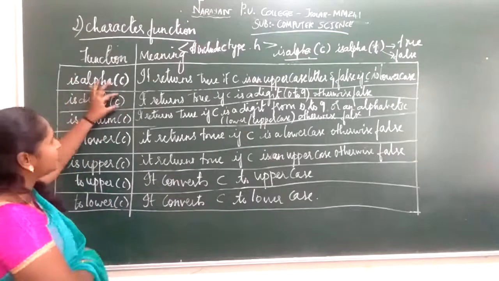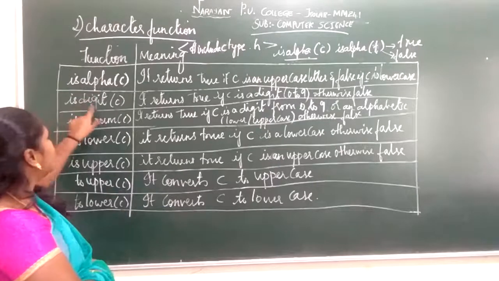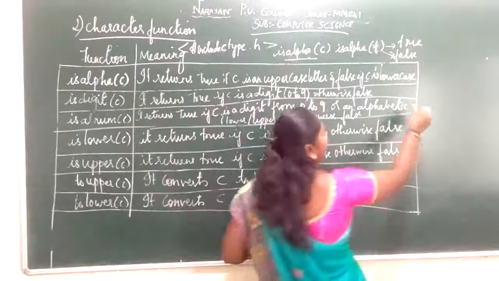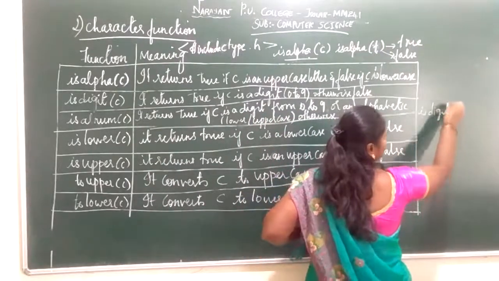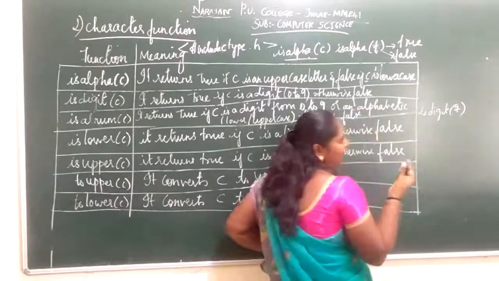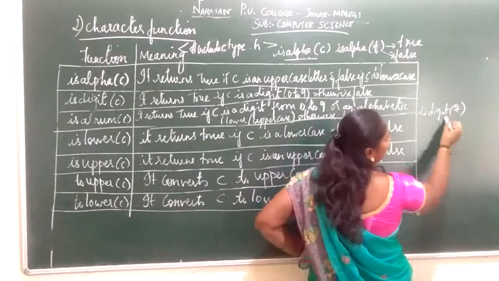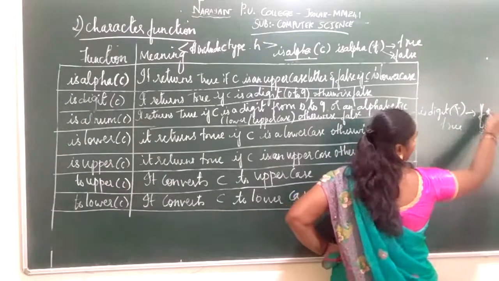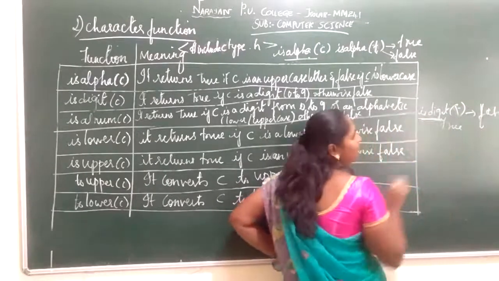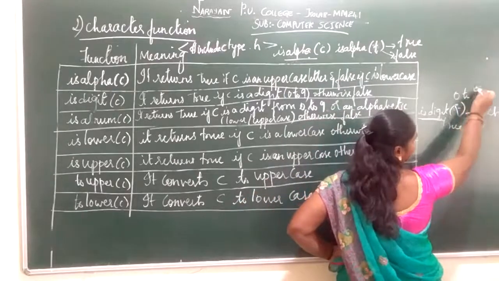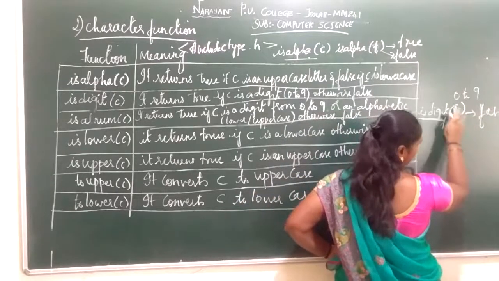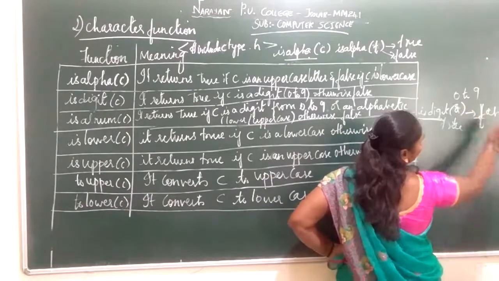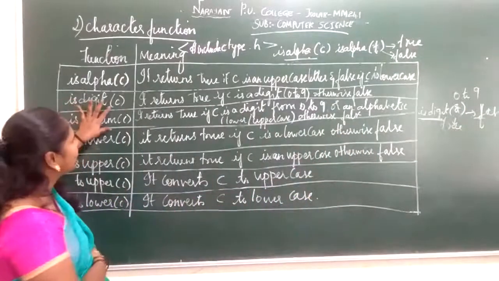Next is isdigit(c). Isdigit means it returns true if c is a digit from 0 to 9. So if I am using isdigit of c, where c is 7, it is a digit, a character from 0 to 9, and it returns true. If it is some other character or some other symbol, it is going to return false. If I am using the isdigit function, the character should be 0 to 9. If it is, it returns true. If it is some other character like alphabetics or some other symbols, it is going to return false. That is isdigit(c).